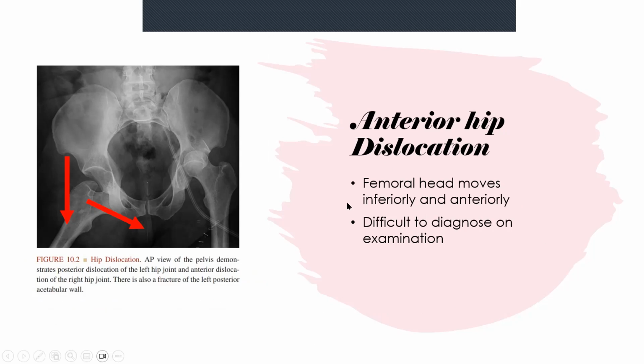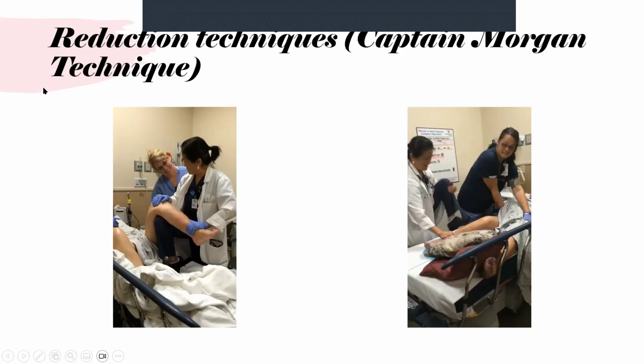It is difficult to diagnose on examination simply because that doesn't necessarily point you towards anything. The patient may just be lying like that. It may be a femoral fracture. There may be other things that you're looking at. And the reduction is quite difficult. So I haven't opted to show you the reduction in this one because it really can be quite difficult. So this is one type of reduction technique that we're going to look at.